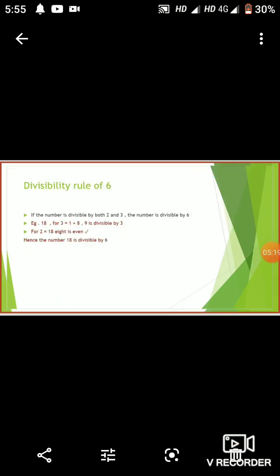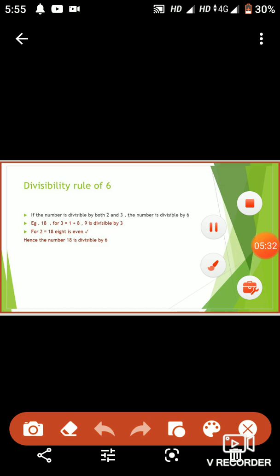Now, the divisibility rule of 6 says that if a particular number is divisible by both 2 and 3, then that number will be divisible by 6. So first we need to check the divisibility by 2 and 3 of that particular number. So 18.